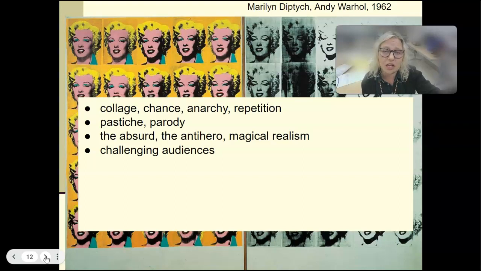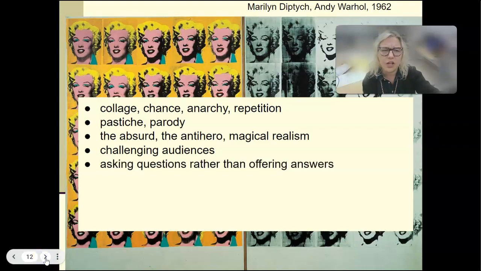The key is that we're challenging audiences. We're not telling a story that's going to make the world seem okay. Instead, we're challenging their understanding of the world and challenging the reader's notion of things being okay. And so typically postmodernists will try to mess with us a little bit, and we will feel a little unsettled as we're reading it. They're asking questions rather than offering answers, like what is art and what is truth?